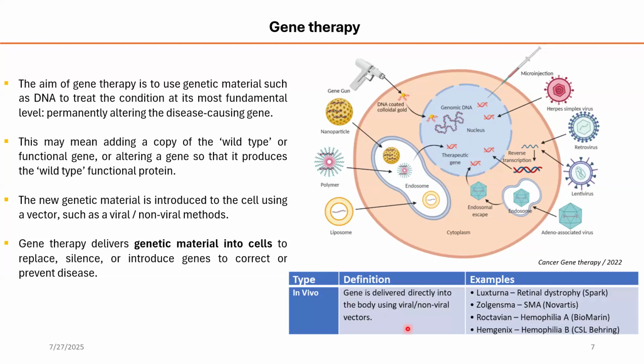So here are some products which have been successfully used via gene therapy, like Luxturna, Zolgensma, Roctavian, and Hemgenix. Mostly these are used for eye disorders, some for neuromuscular disorders, and in the case of blood disorders like hemophilia A and hemophilia B.